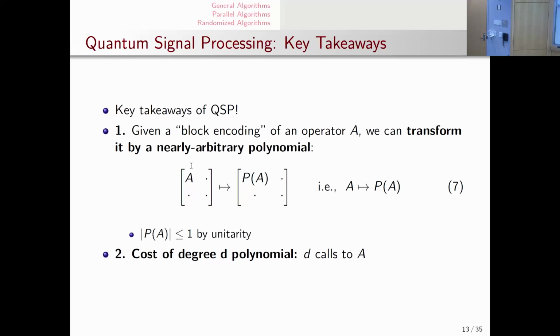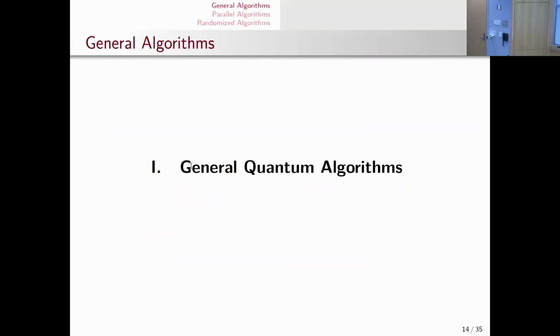All right, so we're going to take this tool and show you can design quantum algorithms with it, and it's very simple and intuitive. All right, so first we're going to cover general quantum algorithms based on quantum signal processing.